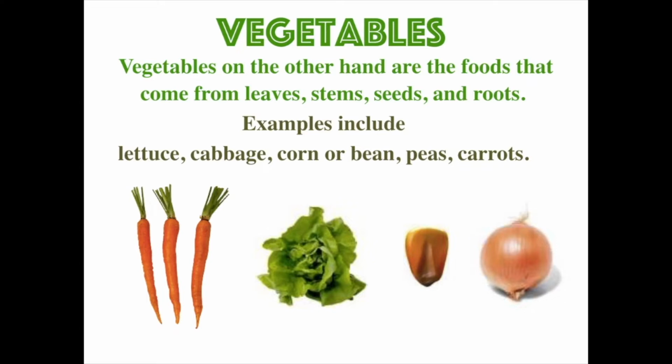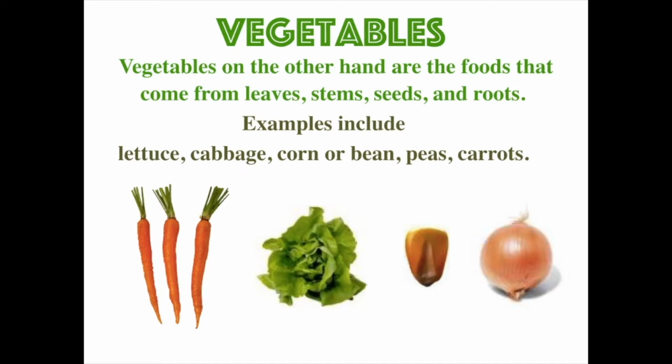So if we're talking about the leaf, such as lettuce, cabbage, if we're talking about stems, such as rhubarb or celery, if we're talking about the actual seed, which would be in the fruit, the actual seed, such as the little corn seed or the little bean seed, that would be a vegetable. And roots, such as carrots and radishes.